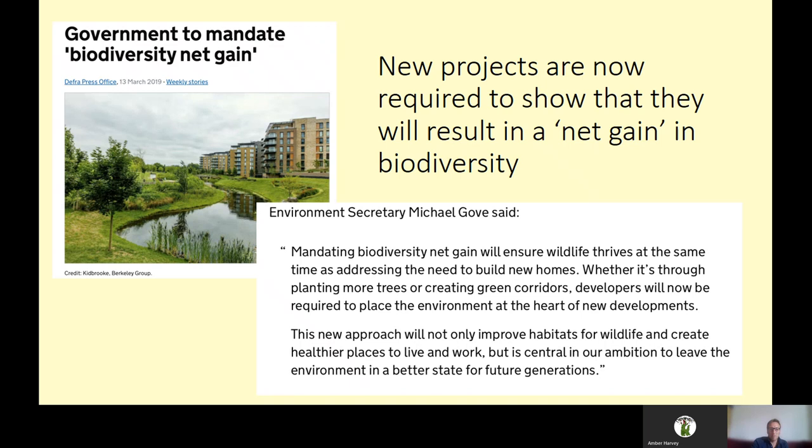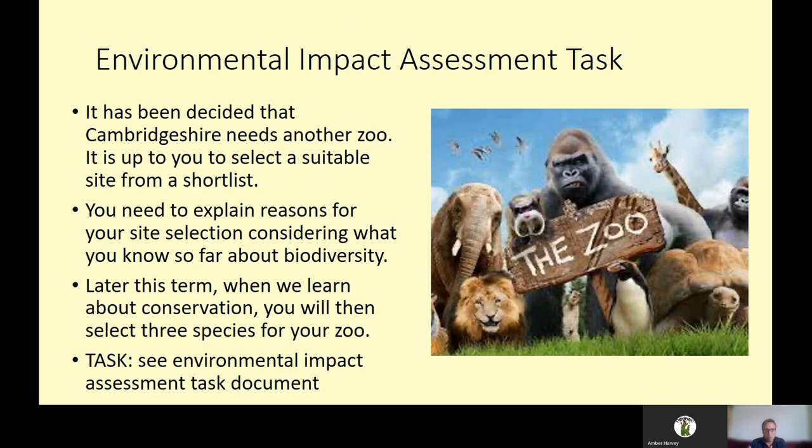Now, this is the task that you've been set to do after this lesson. There is more information about this task on Gopher Schools and on Teams, but I'll introduce it now. It's been decided that Cambridgeshire needs another zoo, and it's up to you to select a suitable site from a shortlist. You've been given a number of different sites that might be possible for that zoo to be located. You need to explain the reasons for your site selection, considering what you know so far about biodiversity.